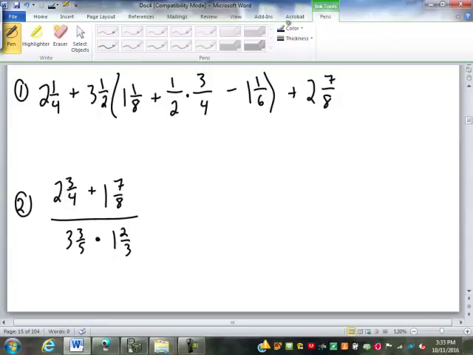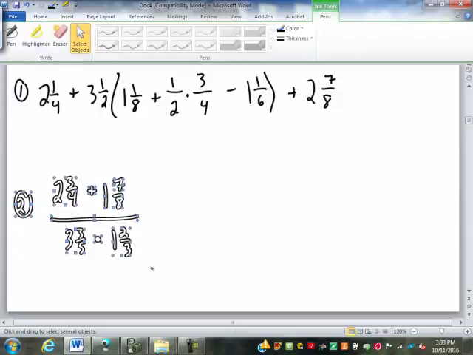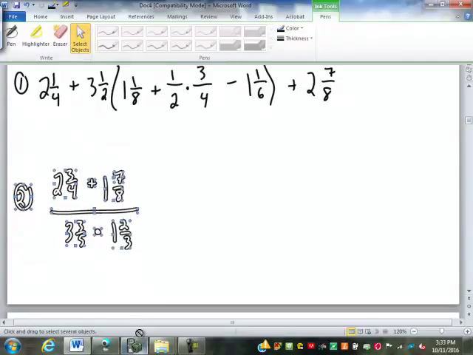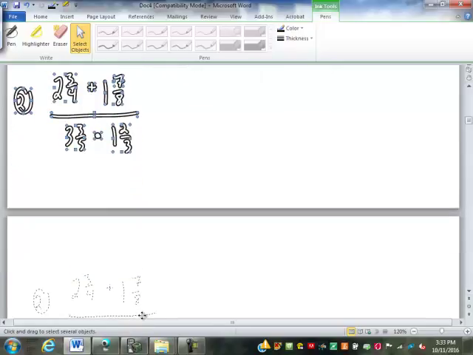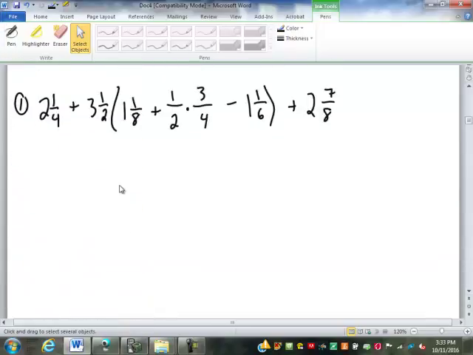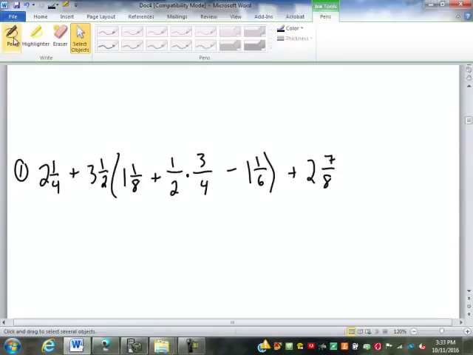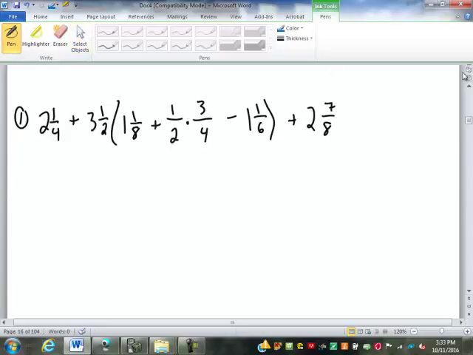Okay, let's see how you did on these to start out. The top one up here is an order of operations problem. I'm going to move this one out of the way so we've got room to work here. Put it down here for now. So in this problem here, what do we have to do first? We have the parentheses. What do we have to do first in there?